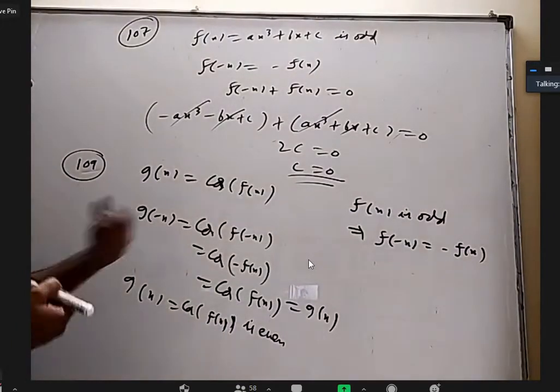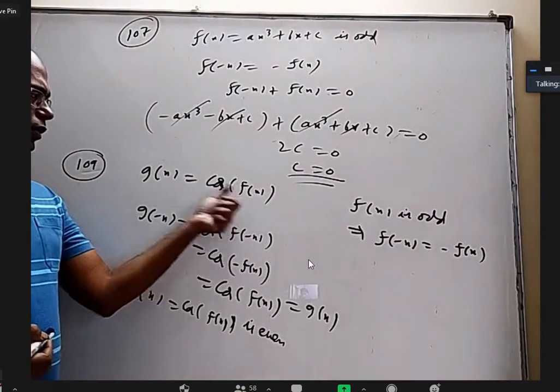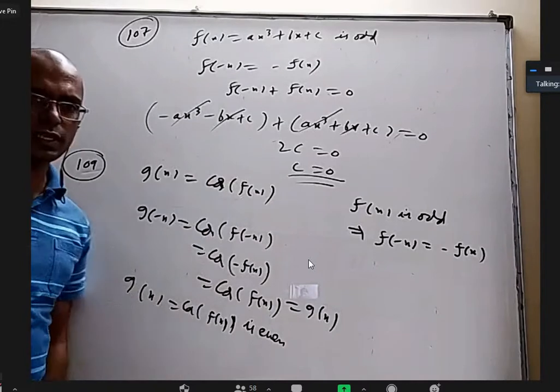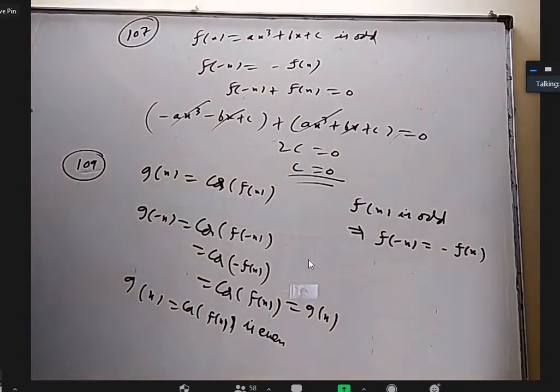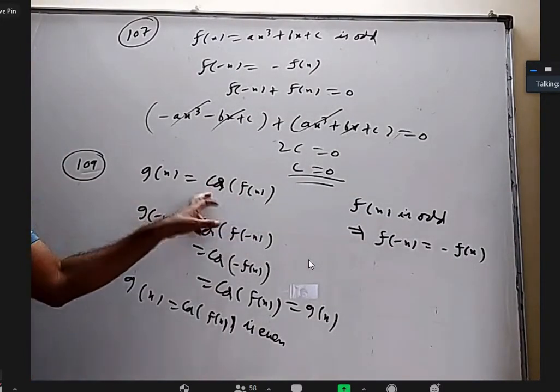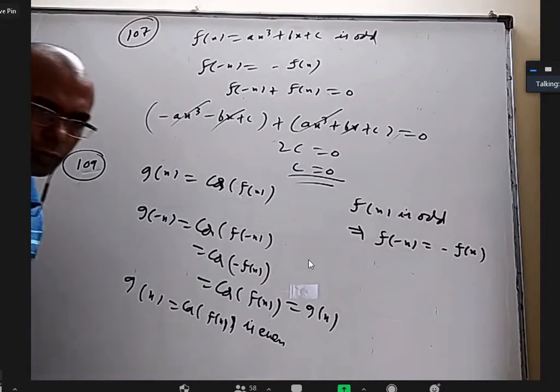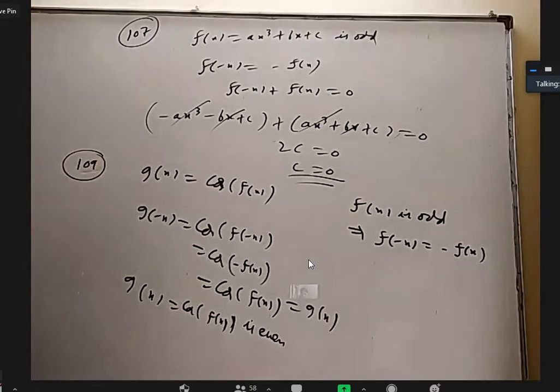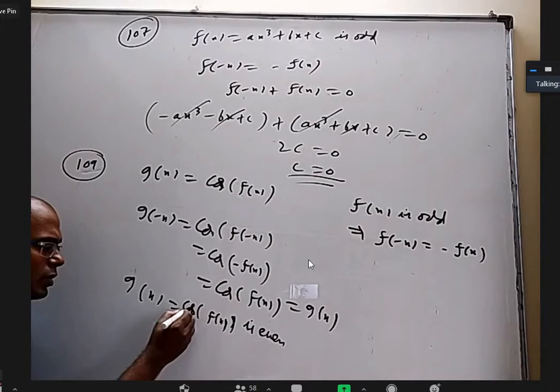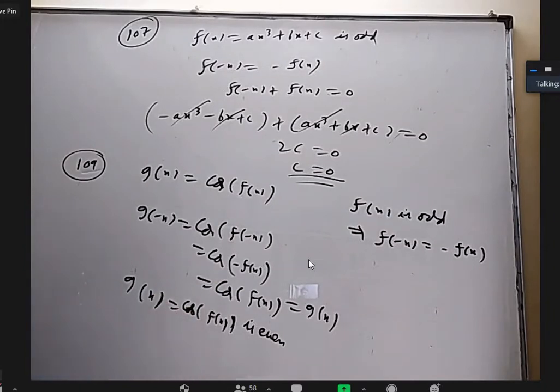Without writing much, basically if you replace x with minus x, one minus will come out, but cos can absorb that. So no change as such. So even though f of x is odd, cos of that is still an even function, mainly because cos minus theta is cos theta.